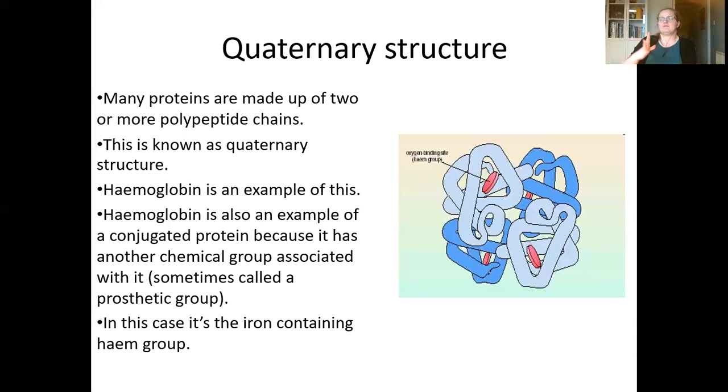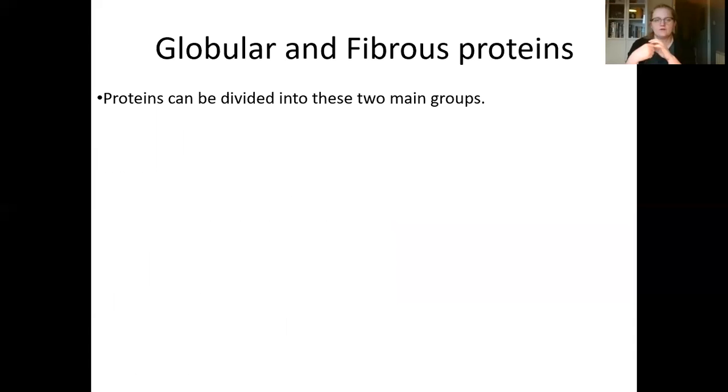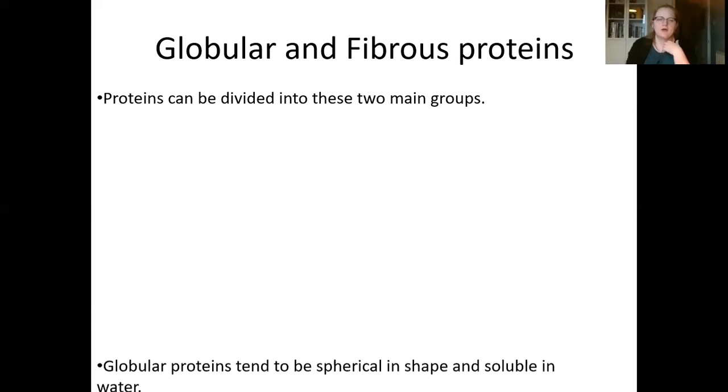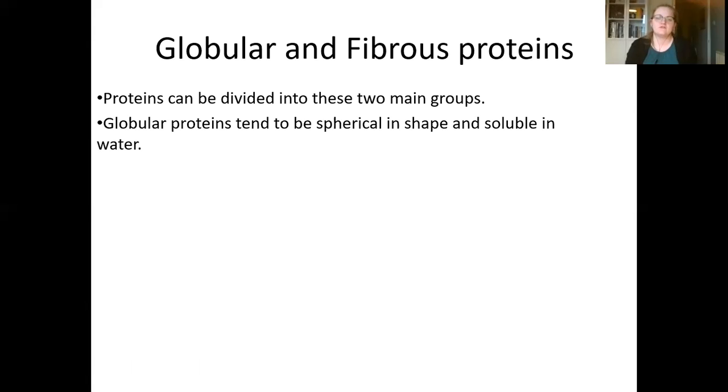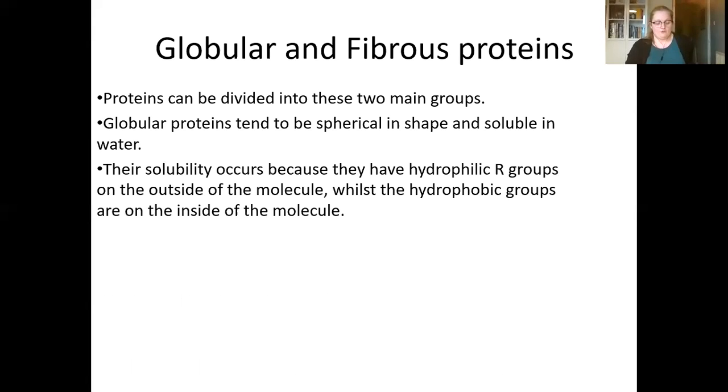Unfortunately, we then start to make proteins a little bit more complicated. We go, okay, there's a primary, secondary, tertiary, quaternary structure. Then we start to group them into globular and fibrous proteins. So proteins can get divided into these 2 main groups. If we think back to secondary structure, where we have alpha helix and beta pleated sheets, you can see that we're still sticking more towards one or the other. So globular proteins tend to be more spherical in shape and soluble in water, and hemoglobin is an example of a globular protein.